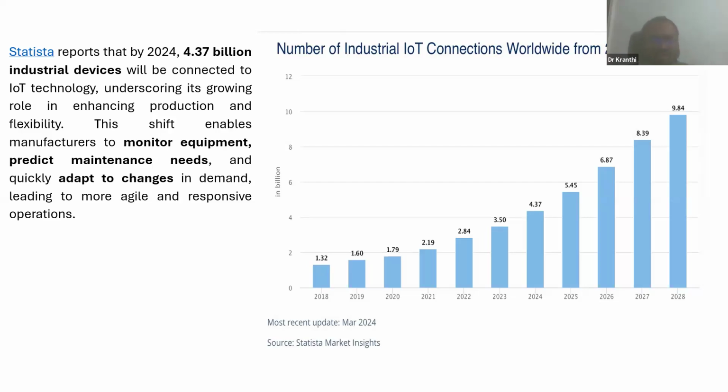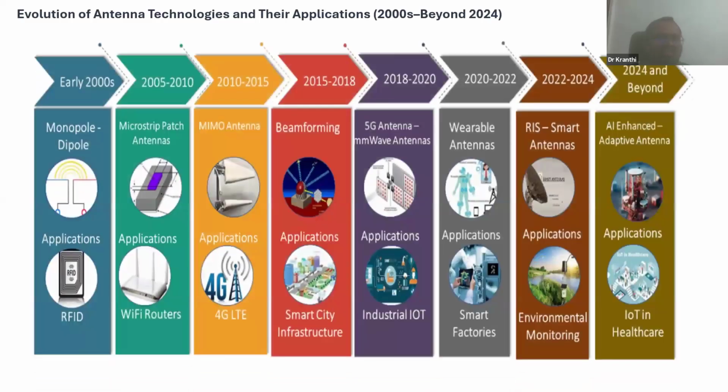So we mentioned, based on the report, we are almost that much content. We have that one. So to handle those things, it must work with artificial intelligence and machine learning for the automation process and for efficient execution of the problems. So this is one example of the evolution of antenna technologies between 2000 and beyond 2024. Let's talk about the evolution of antenna technologies over the past two decades, and see how they have transformed our communication systems and applications.